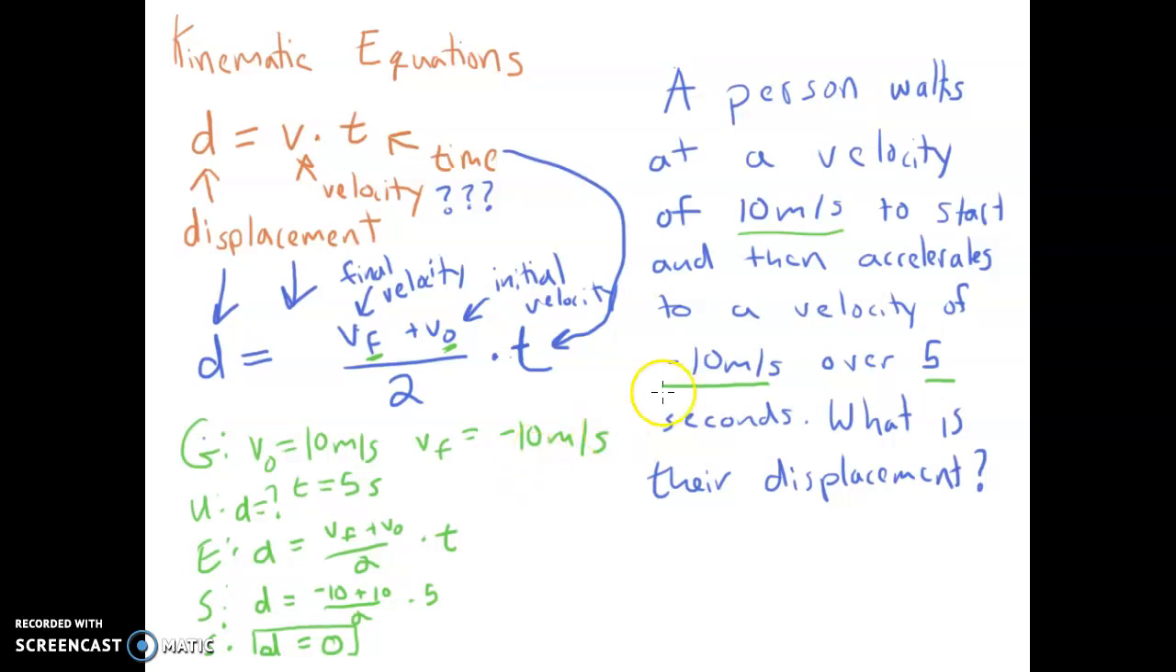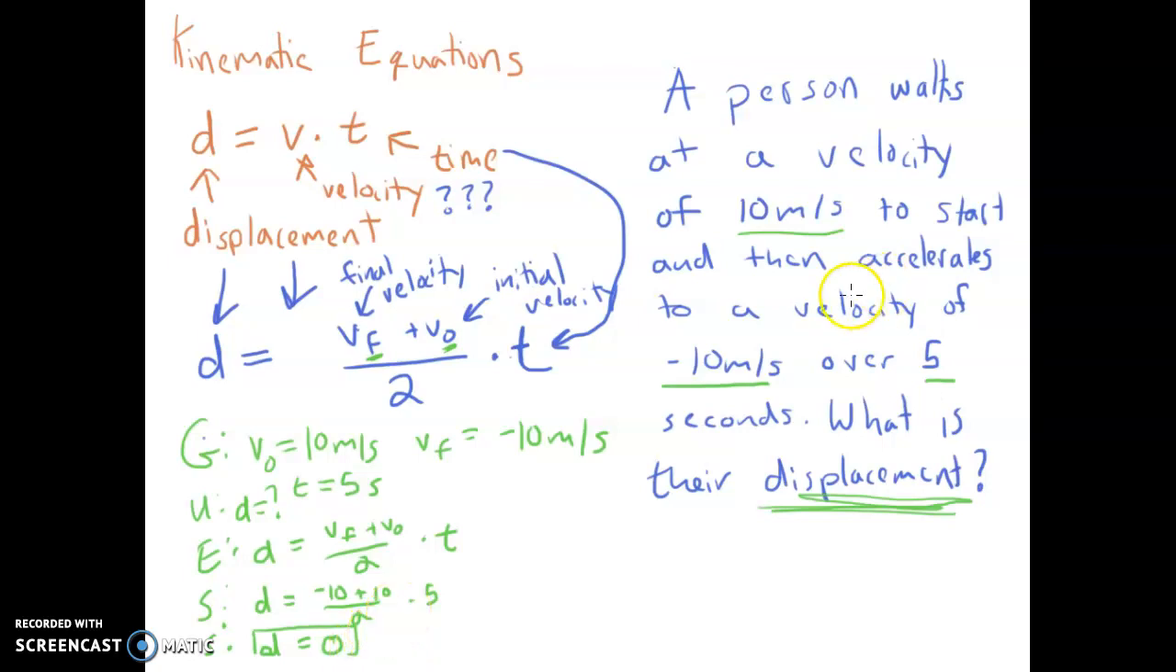I chose this question to illustrate not only how to use this equation in practice, but that it is actually showing us displacement and not distance, right? Clearly this person hasn't walked a distance of 0 meters, right?